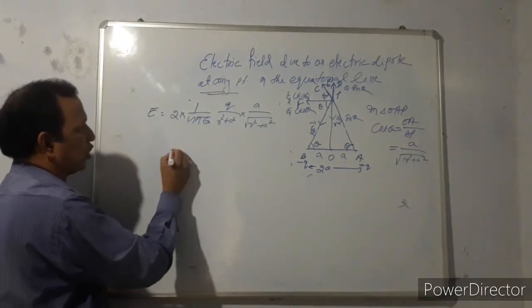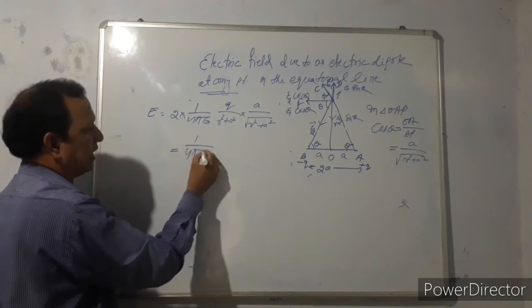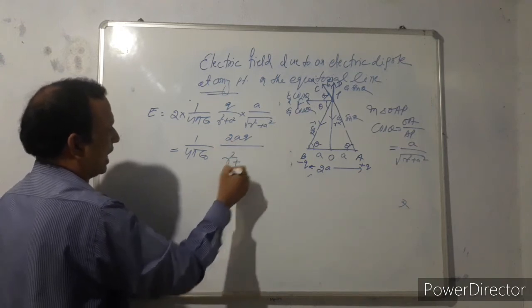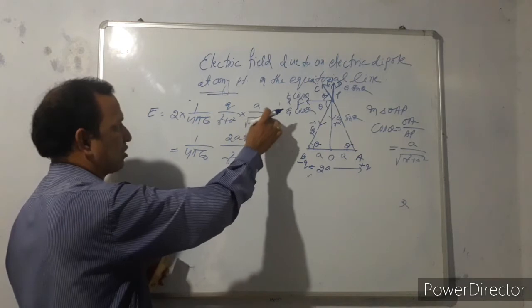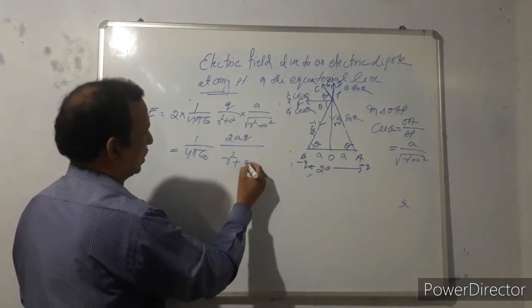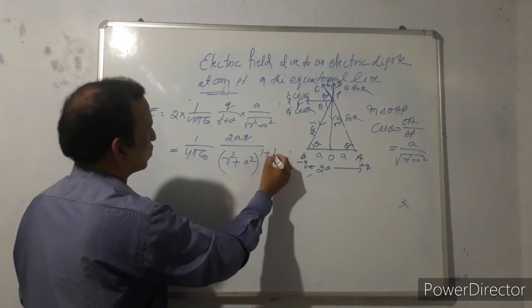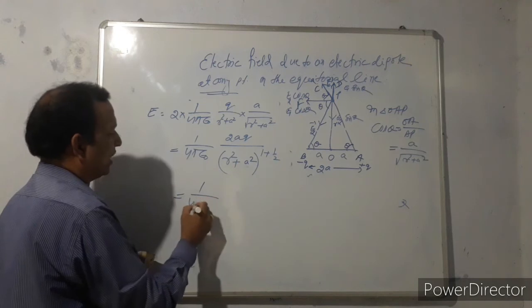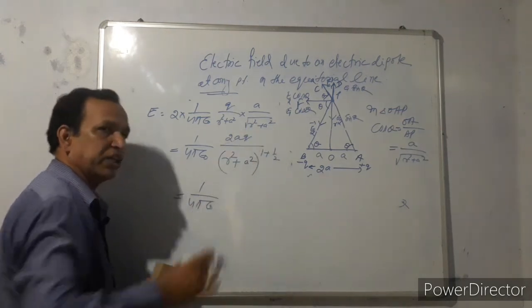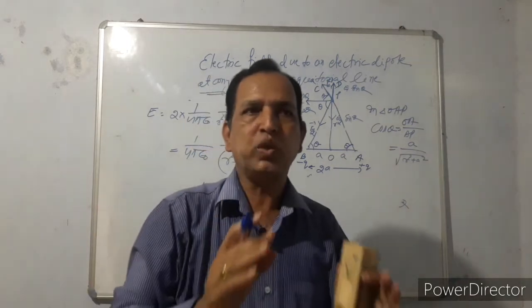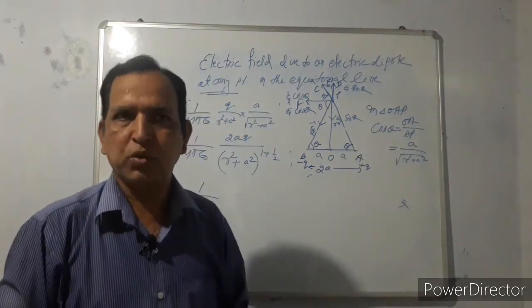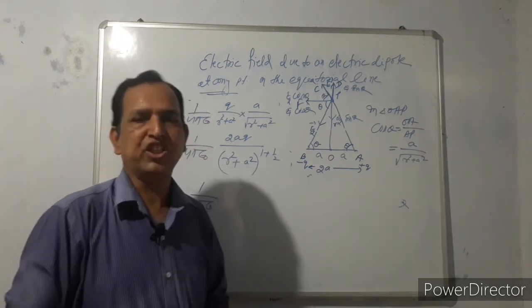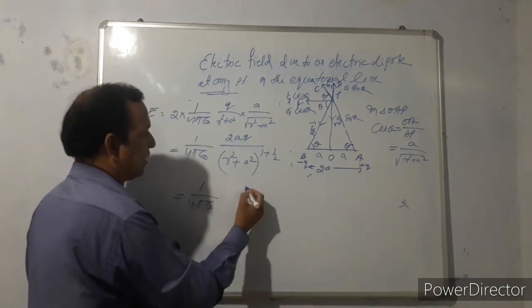Clear? So that is also equal to 1 by 4 pi epsilon naught 2aq by r square plus a square to the power 1 plus 1 by 2. That is equal to 1 by 4 pi epsilon naught 2aq. 2aq means q into 2a. q is the charge, 2a is the dipole length. So the product of charge and dipole length is the dipole moment. So the dipole moment is p.